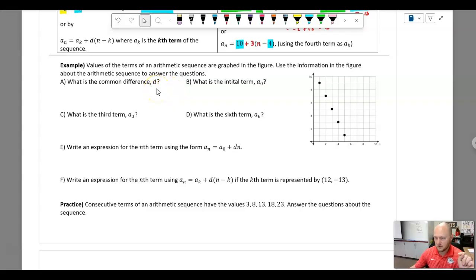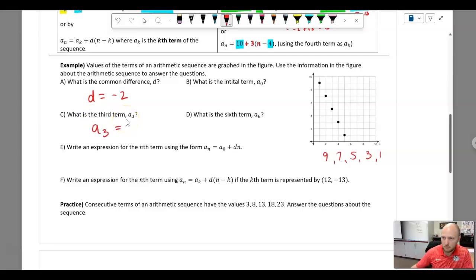What's the common difference? Well, it looks like my first term here is 9, then I have 7, then I have 5, then 3, then 1. So it looks like my common difference here is d equals negative 2. We are subtracting 2 every single time. Okay, next question, C, what is the third term? What's a sub 3? That's how we read that. What's the third term? Well, my third term is going to be 5. My third term produces 5. So that's my third term.